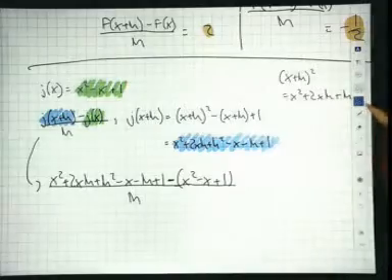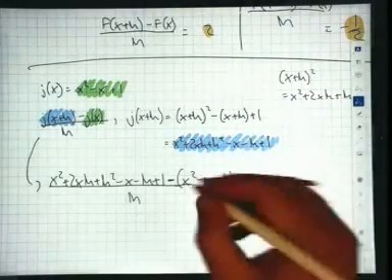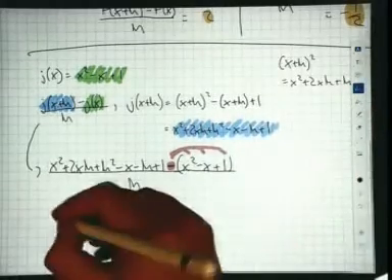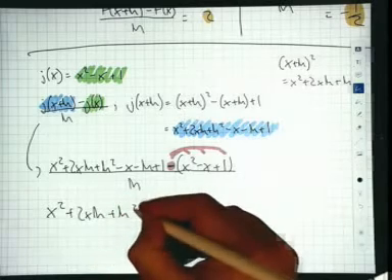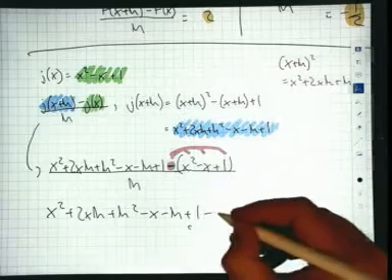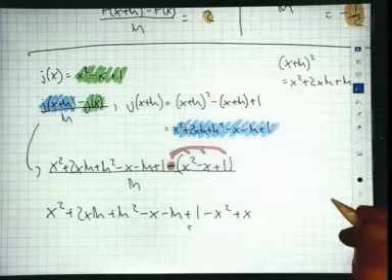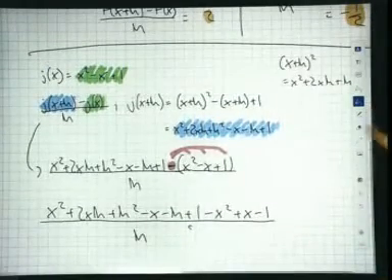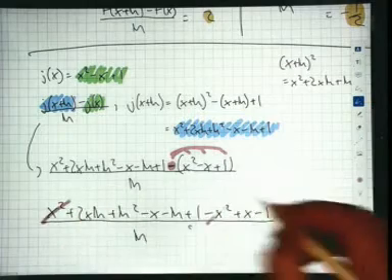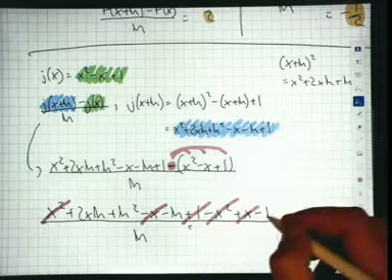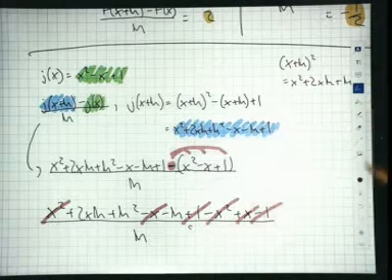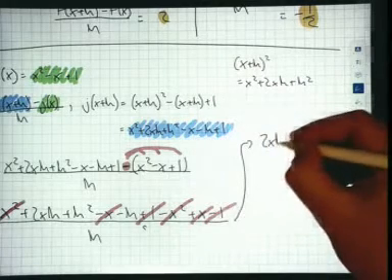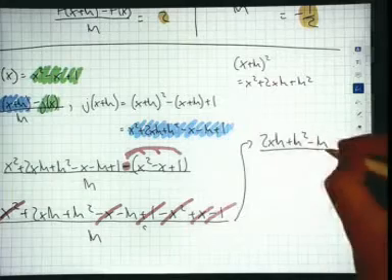all over h. Now, every single time I do this, you're going to see me put J of x in parentheses and go through this distributing process. Minus x minus h plus 1 minus an x squared plus an x minus 1 all over h. And this is where stuff starts canceling out. X squareds cancel out, your x's cancel out, and your 1's cancel out. Essentially, everything that doesn't have an h attached to it will cancel out. So we're left with 2xh plus h squared minus h over h.